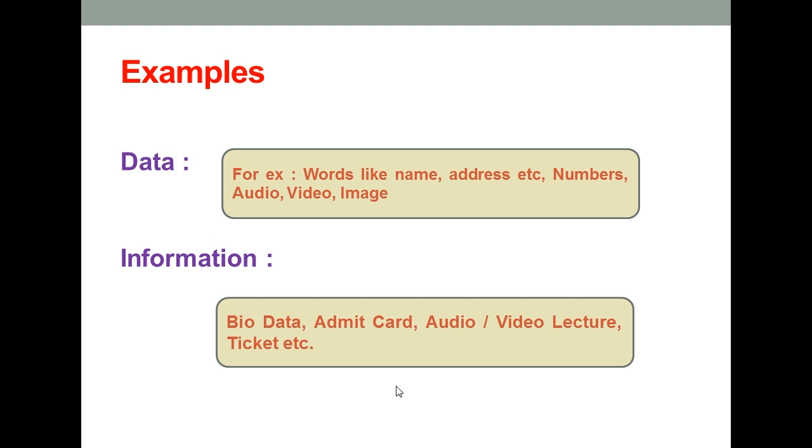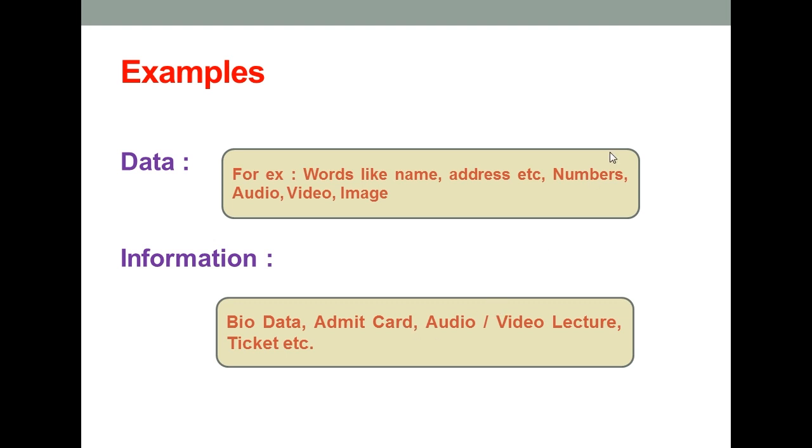Same as in the case of an admit card. For example, if you have given only your name, the admit card will not be generated. But once you have given your photo, your enrollment number, student ID number, name, and address, then the admit card will be generated. At that time it will be known as information.